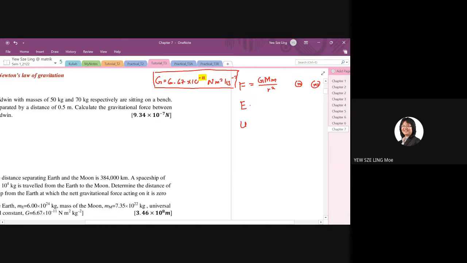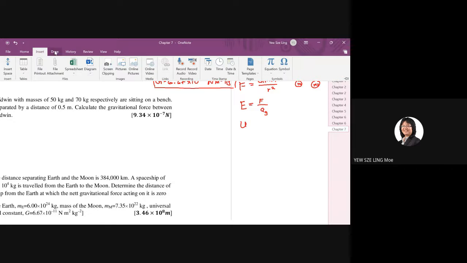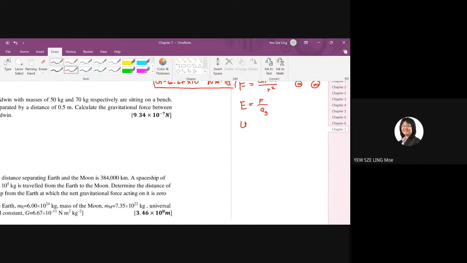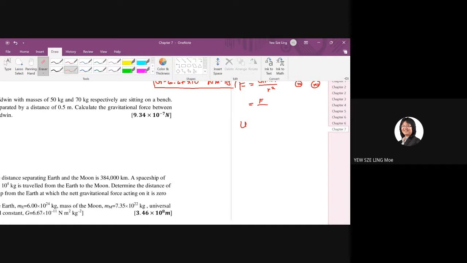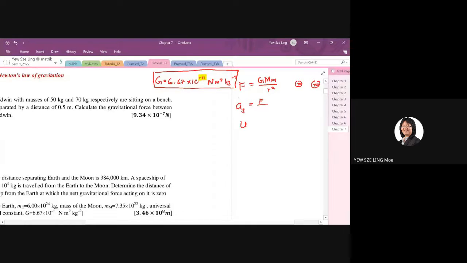All right, and then we have a E, where E equals F divided by A. Now this A, we call it AG because it is the acceleration due to gravity. Wait, I put the wrong item here. It's not A, it's your M. This is your AG. Sorry, I put the wrong quantity here. This is your AG, which is the field, the gravitational field strength. So F and then AG, not E, sorry.